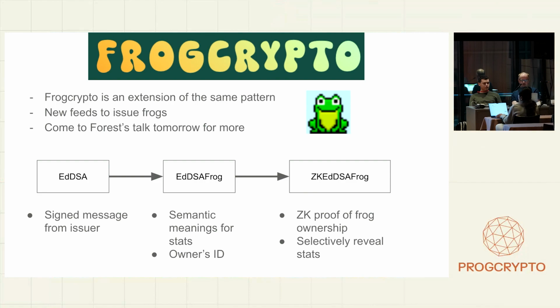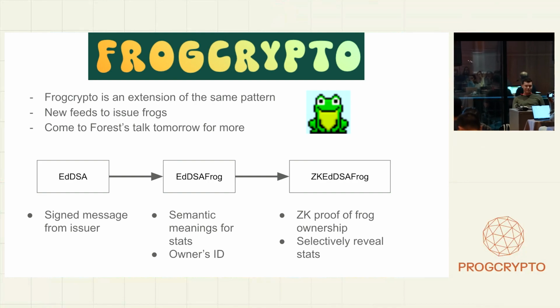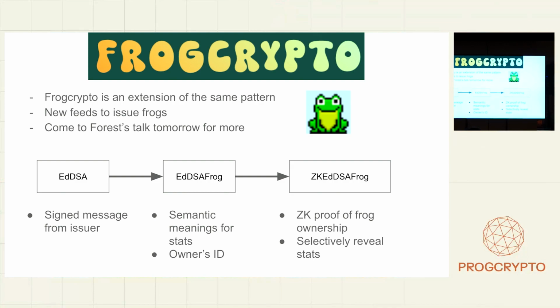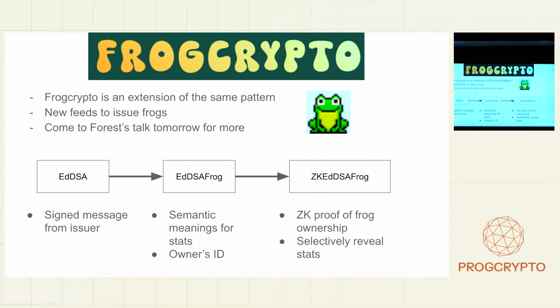The last example I want to talk about is PROGCRYPTO. A lot of you have probably been collecting frogs this week. I've been excited by how many people are into it. It is basically an extension of the same pattern I just showed you. There's an EdDSA signed message at the low end. There's an EdDSA frog PCD, which is almost exactly like a ticket, just has different fields.